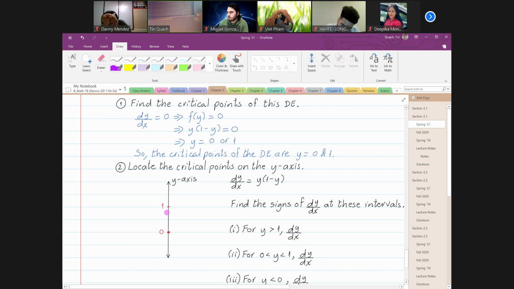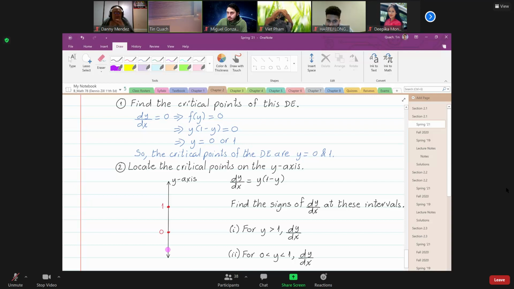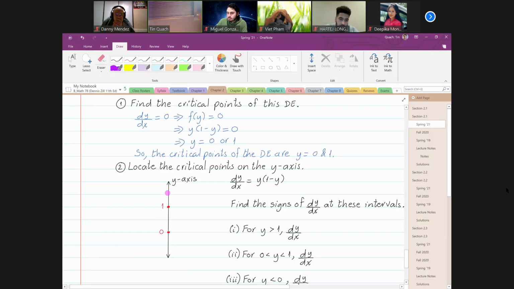Now you want to find out the signs of the derivative, just similar to what you did in calculus 1. These two critical points divide the y-axis into 3 intervals. This interval right here, this interval right here, and that interval right there. So we want to know what happens to y in each interval. For example, when y is bigger than 1, what happens to the derivative, and then from the derivative it will tell you what happens to the curve, okay?